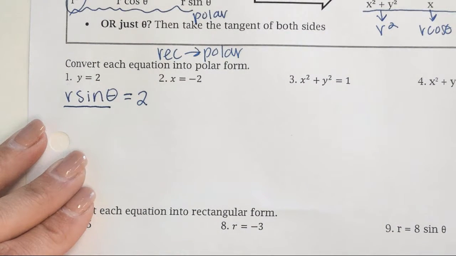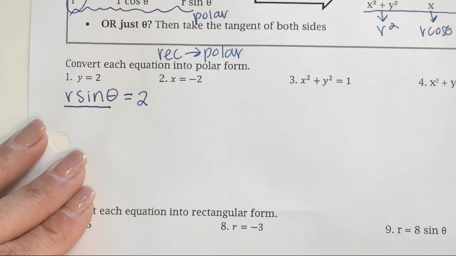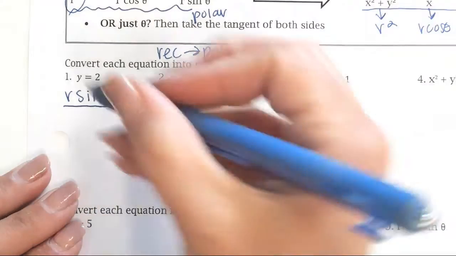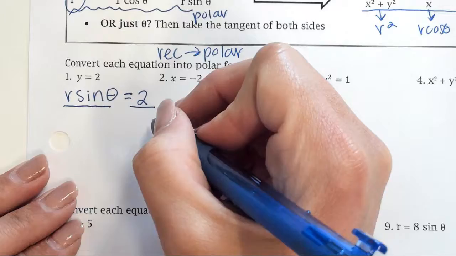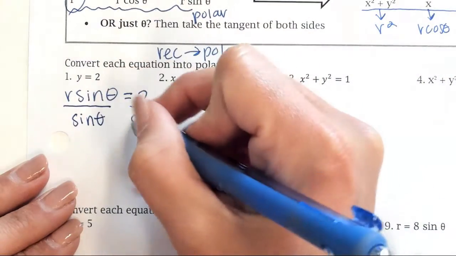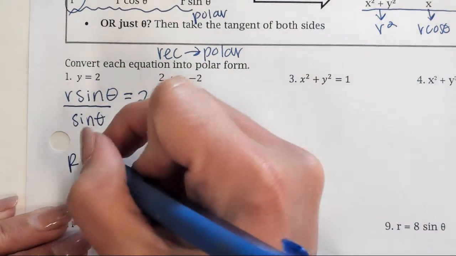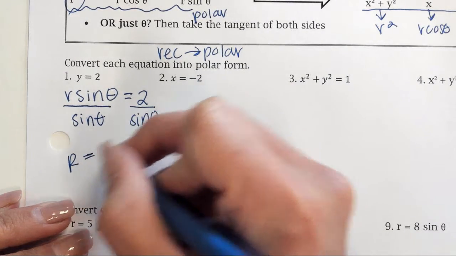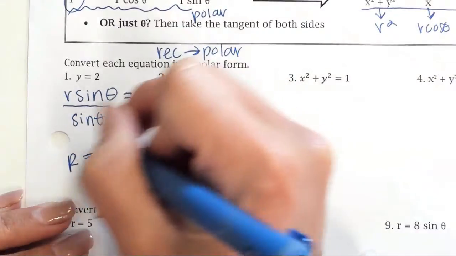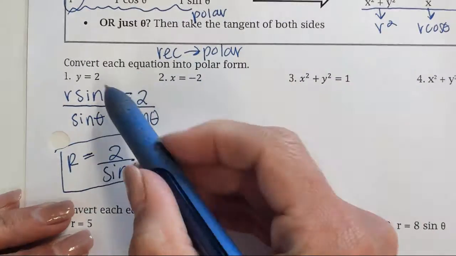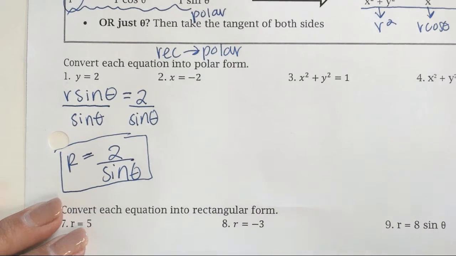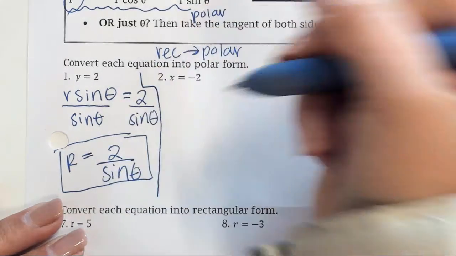And now all we have to do is solve for what letter? r. Good, so what's beside r that we need to get rid of? How can we get rid of it? Divide both sides by sine theta. So we have r equals what? And that's it. We've solved for r. We changed it from a rectangular to a polar equation. Questions on that one?